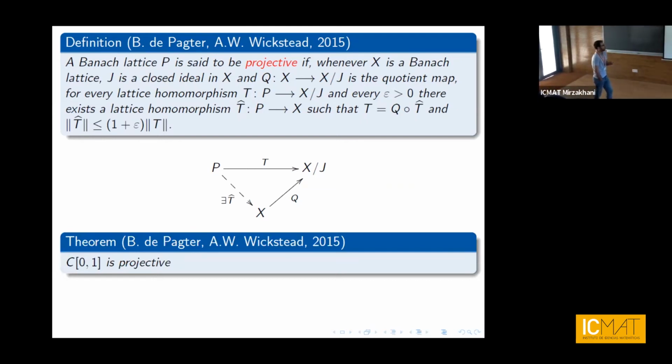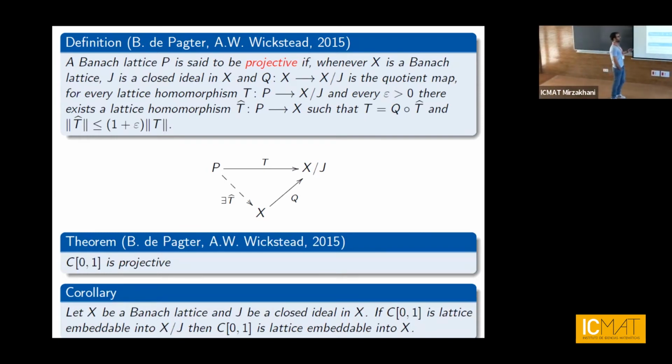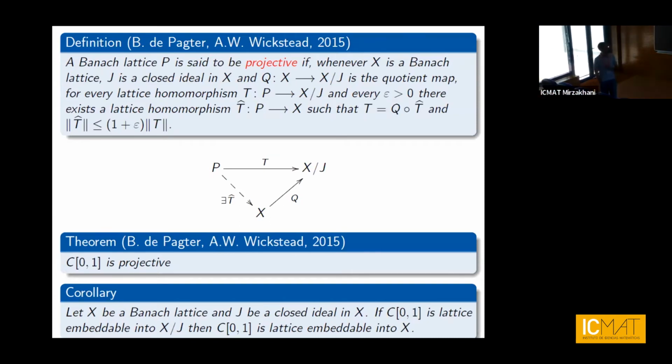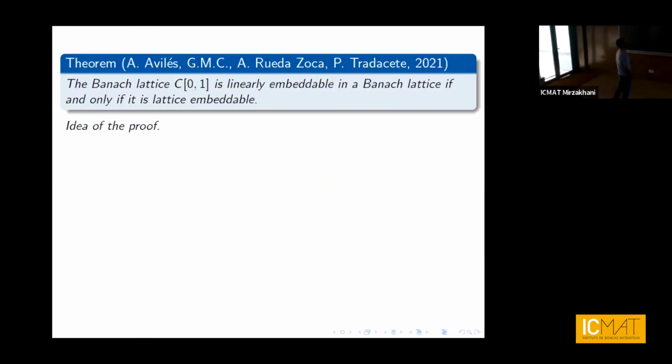And well, a particular consequence of this fact is that if we consider T as a lattice embedding, then T hat must also be a lattice embedding. So in particular, as a consequence, we have that if C of the unit interval can be lattice embedded into a quotient of a Banach lattice X, then it can be lattice embedded into X itself. So these are the main ingredients of the proof. So let me try to give you the main ideas.